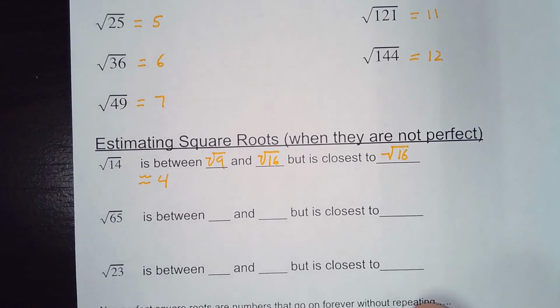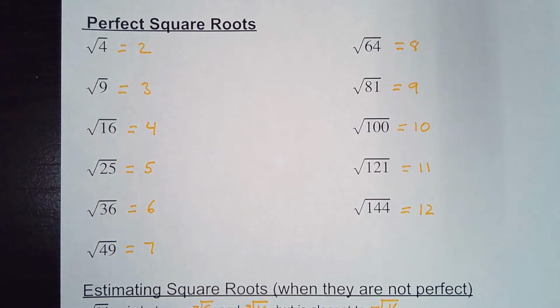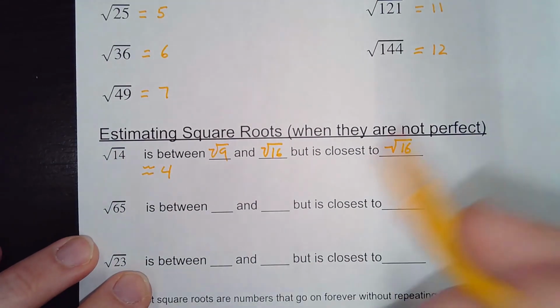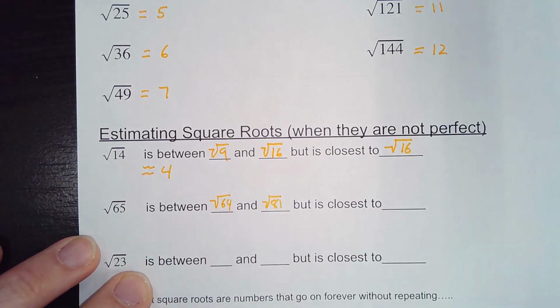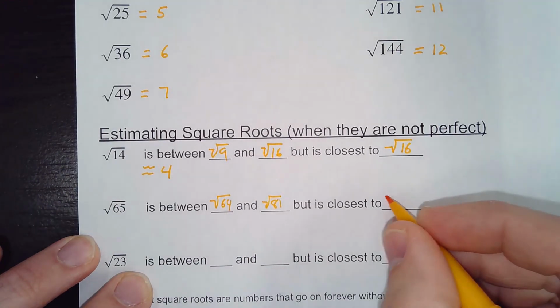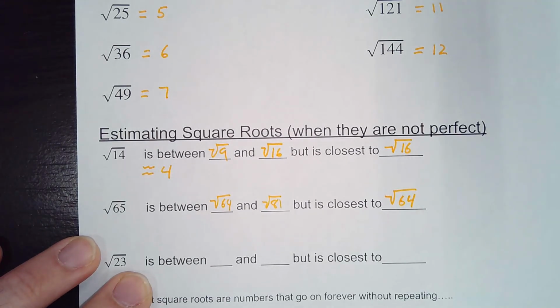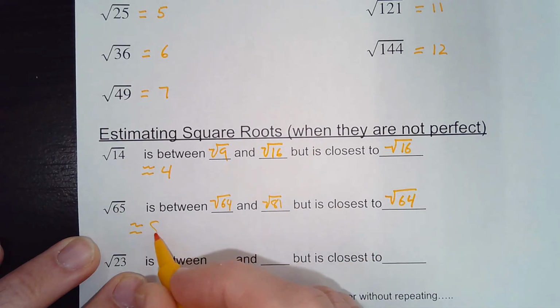All right, so the square root of 65. So let's look through all our perfect squares here. Let me move this up. So what perfect squares does 65 fall between? It's bigger than this, so 64 and 81. So 65 is between the square root of 64 and the square root of 81. It's obviously closest to 64. It's just one different or one more than that. So the square root of 65 is between the square root of 64 and the square root of 81, but it is closest to the square root of 64. Therefore, we would say this is about the square root of 64, or 8.